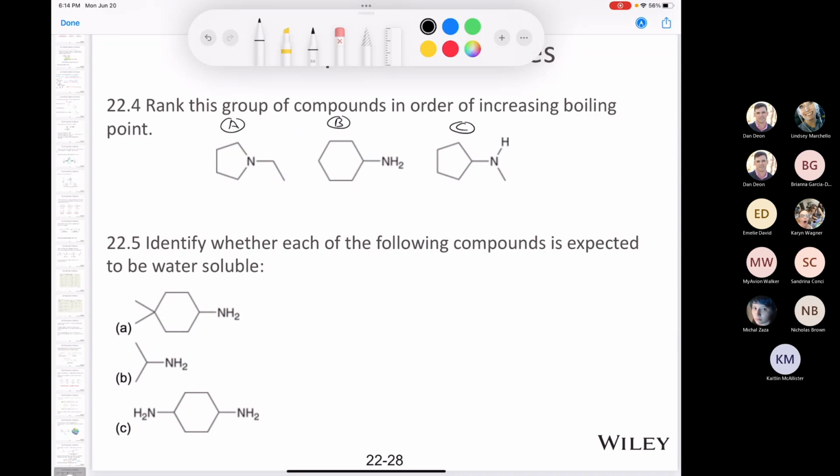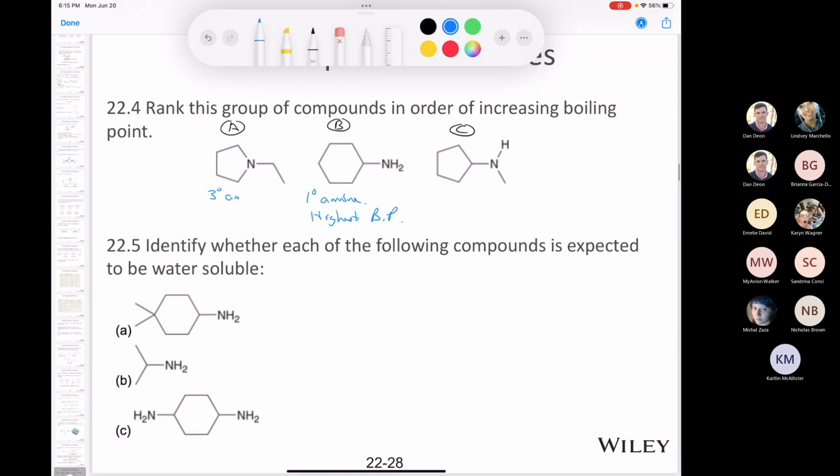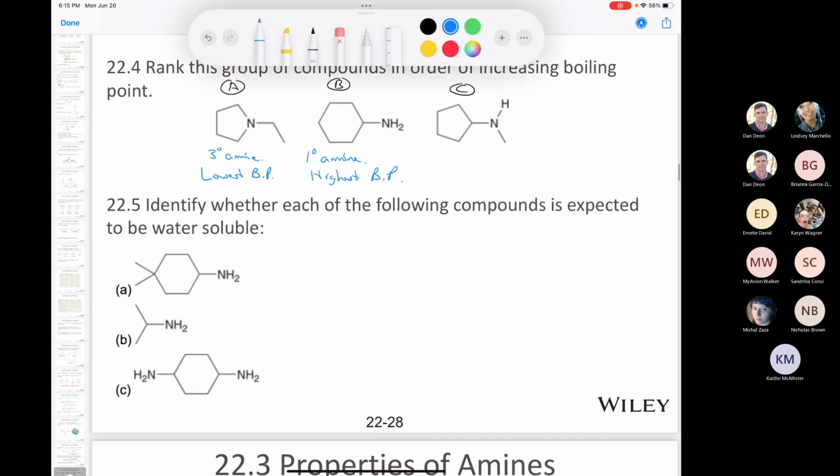Absolutely. So one of my students says it's going to be B, and the reason why is that it's a primary amine. So we'll put here primary amine. They all have pretty close to the same molar mass. So the primary amine is going to have the highest boiling point. And then the tertiary amine is going to have the lowest boiling point. Tertiary amine, no opportunity for hydrogen bonding there. So this will have the lowest boiling point, and then C will be somewhere in the middle.